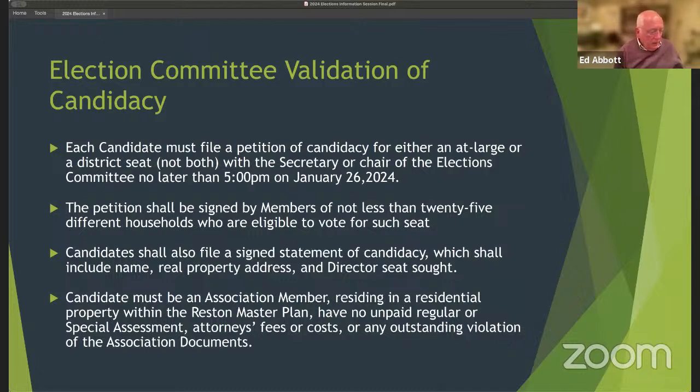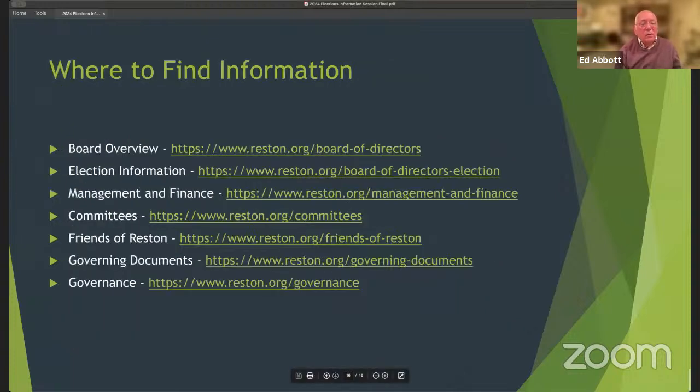And then the last slide is where you can find information that I basically skimmed over. And if you've got any questions at this point, I think that's the last slide. So any questions?